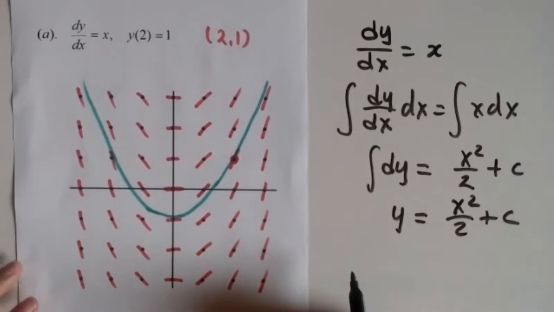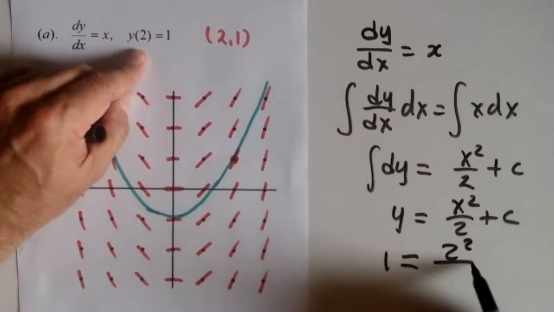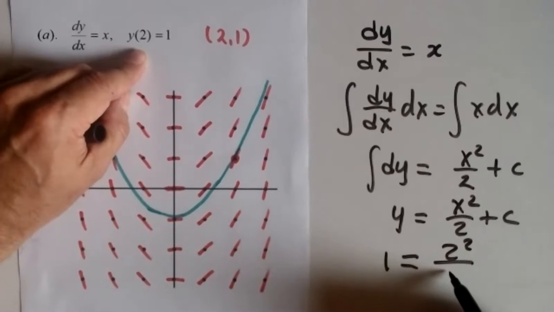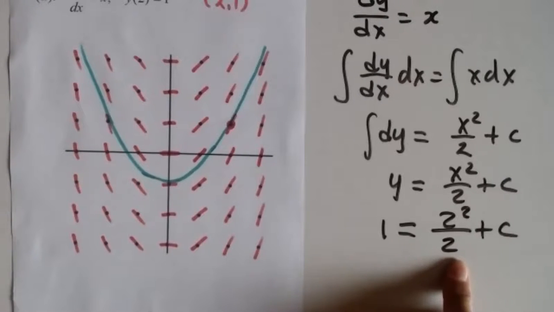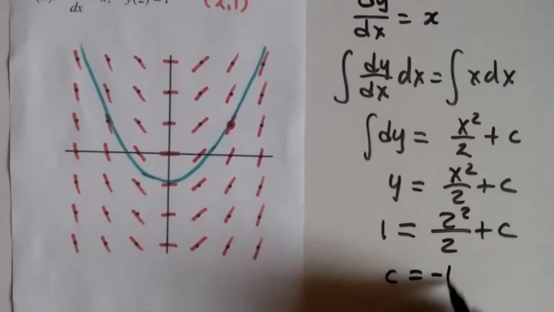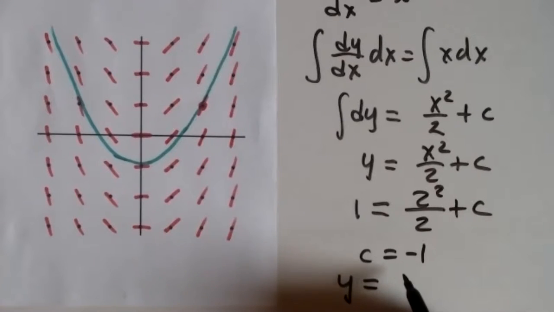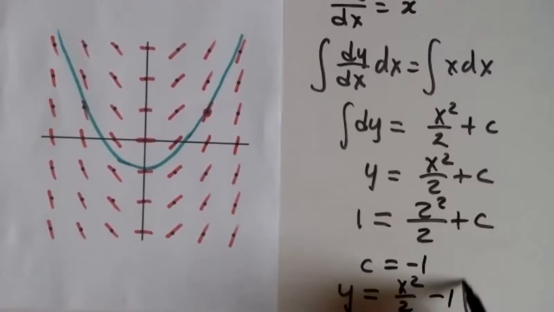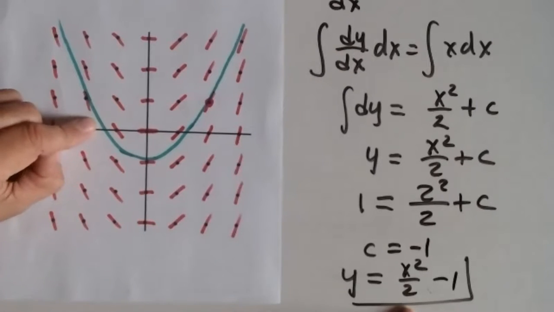Well, let me see. For x equals 2, y equals 1. So I have 1 equals 2 squared over 2 plus c. And if you solve, you have here 2c. So c is -1, correct? So my solution is going to be y equals x squared over 2 minus 1. This is a parabola, correct? Well, you see here a parabola. Catch it? This is a sketch of the solution.